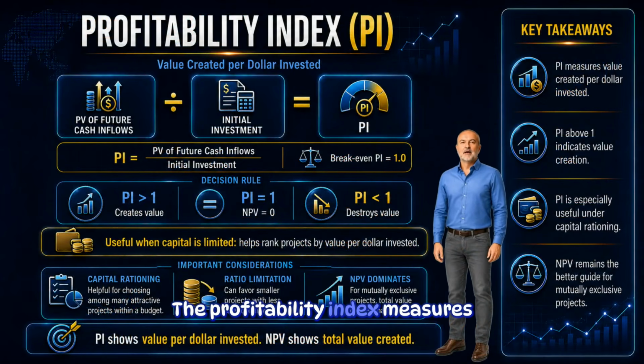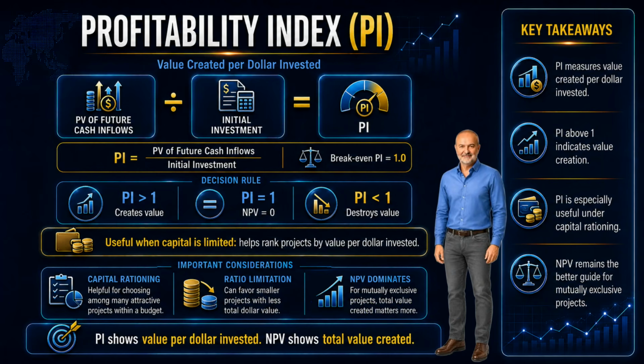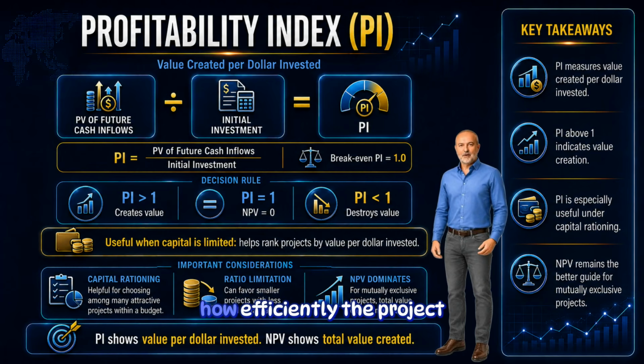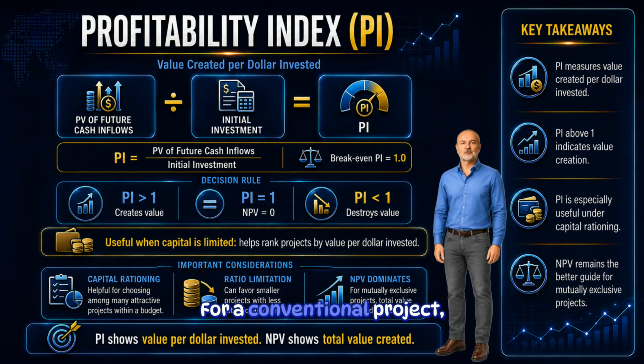The Profitability Index measures value created per dollar invested. Instead of asking only how much value a project creates, PI asks how efficiently the project uses investment capital. The formula is shown on the screen, so let's focus on the meaning. For a conventional project, PI compares the present value of future cash inflows to the initial investment. A profitability index above its break-even level indicates that the project creates value. A profitability index below its break-even level indicates that the project destroys value. At the break-even level, the project has an NPV of 0.